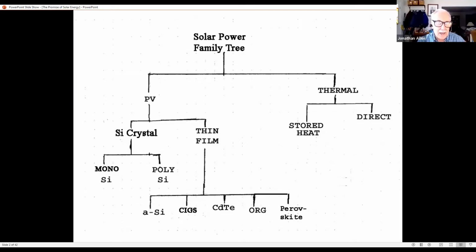The dominant technology here is silicon crystal, either single or monocrystalline, or polycrystalline. All this stuff will be defined later in more detail. The second major category is thin film. The only one here that's silicon is amorphous silicon. And we have CIGS, copper indium gallium diselenide, cadmium telluride, some organics that are being worked on, and perovskites, which are a very promising new technology.